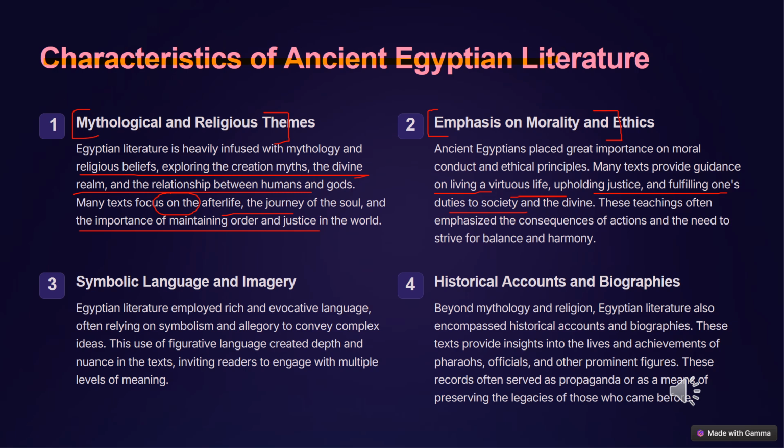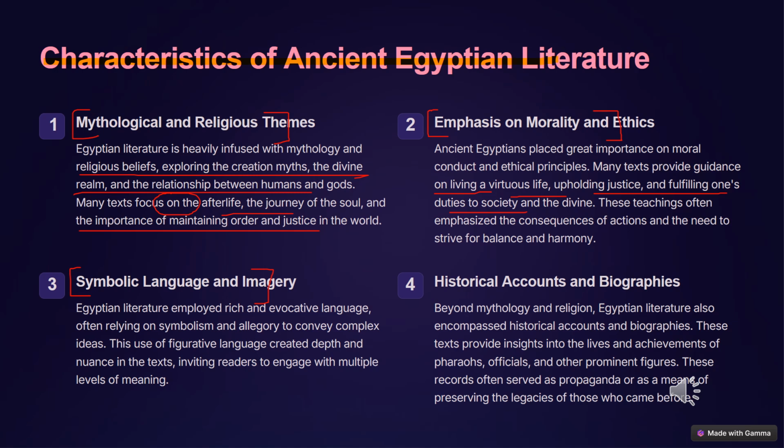We then move to symbolic language and imagery. Egyptian literature employed rich and evocative language, often relying on symbolism and allegory to convey complex ideas. This use of figurative language created depth and nuance in the text, inviting readers to engage with multiple levels of meaning.